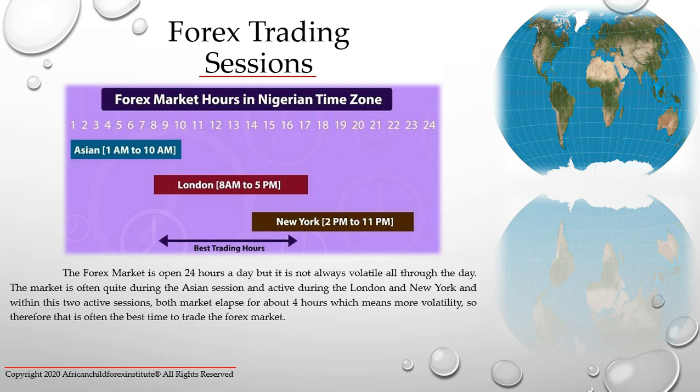So you have to trade when the market is actually moving, either in the upward direction or the downward direction. We know when the market is quiet. The Asian session is very, very quiet, but the London and the New York sessions are relatively active. So the best time to trade is between the London and the New York trading sessions, irrespective of where you are in the country. We're only making reference to Nigerian time, which is about GMT +1.